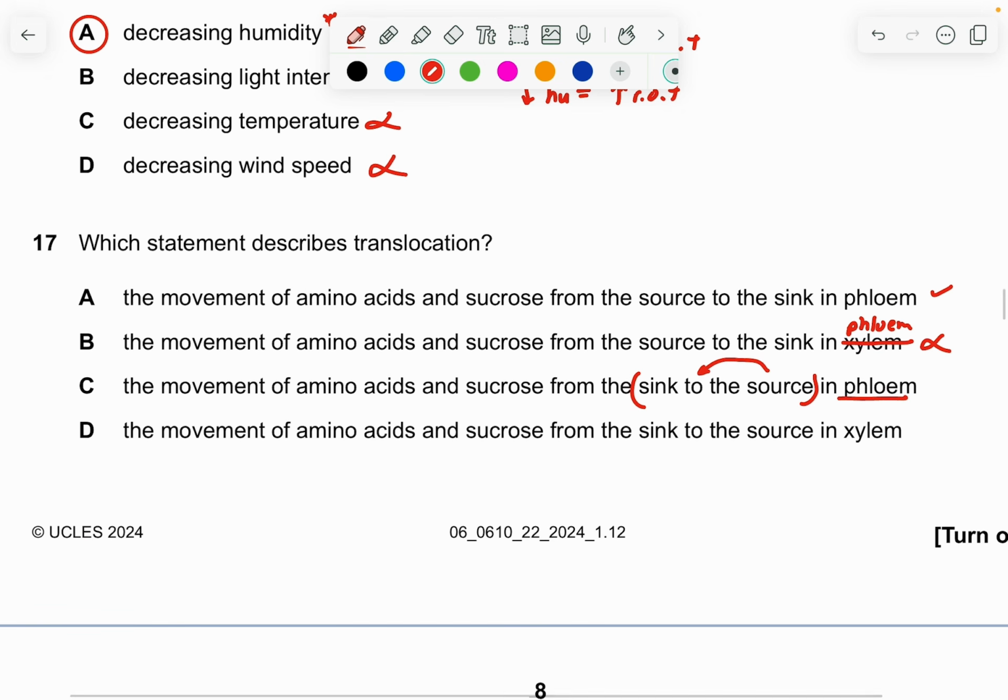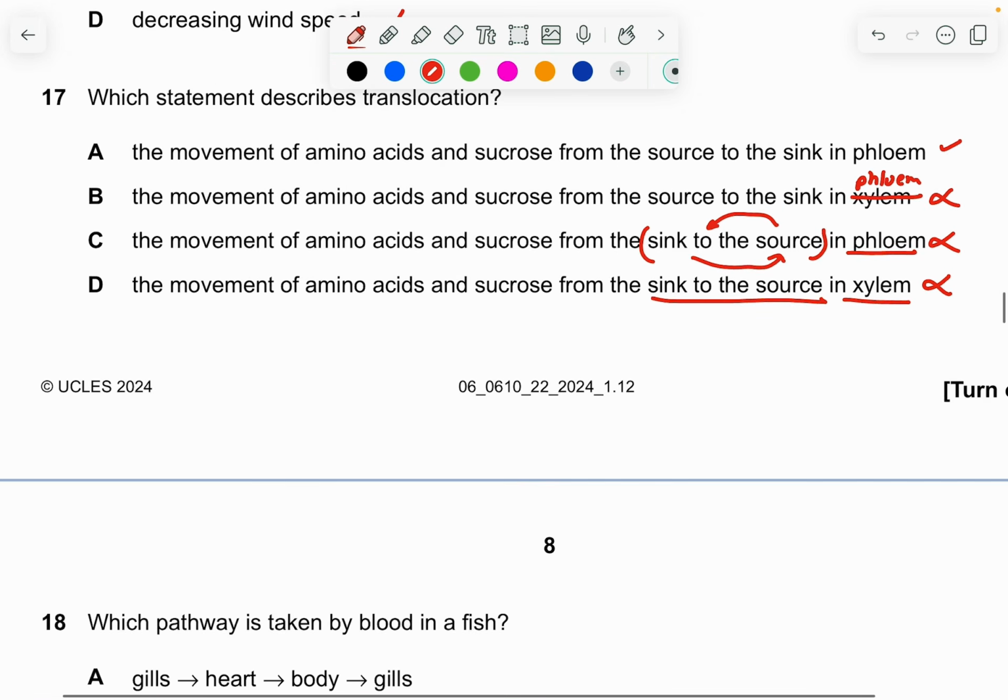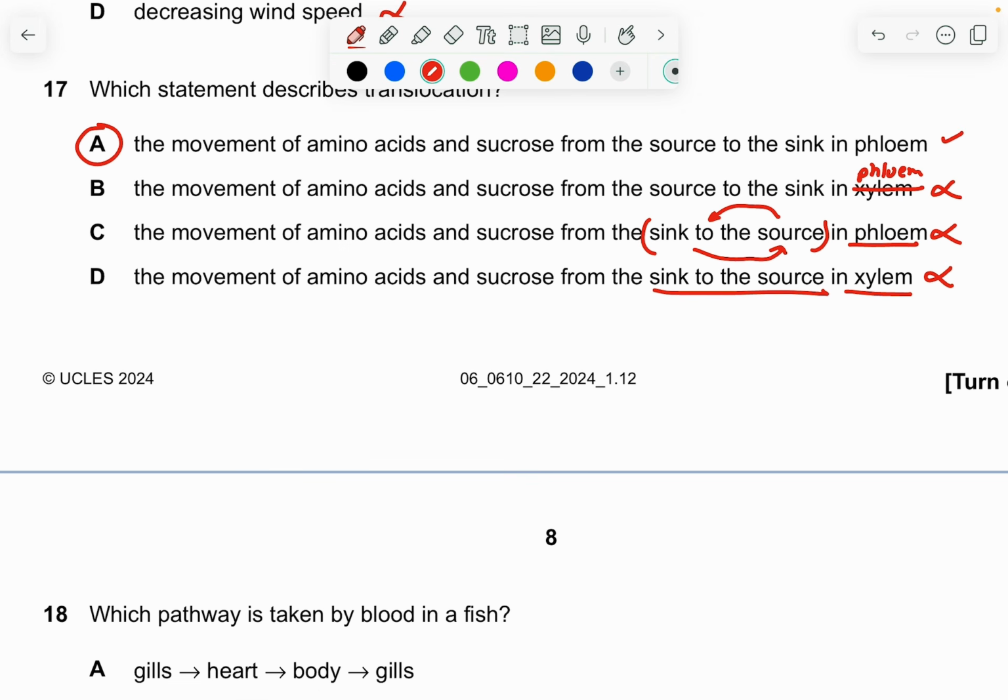It has to be the other way around, because sucrose is made from the products of photosynthesis, which are converted from glucose into sucrose later on. So it's all coming from the leaf itself after photosynthesis. So this is wrong. The movement of amino acids and sucrose from the sink to the source in xylem. This is also wrong, where both of the terms that have been used are wrong. So the answer is A.